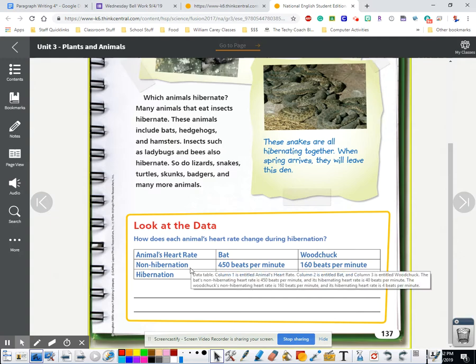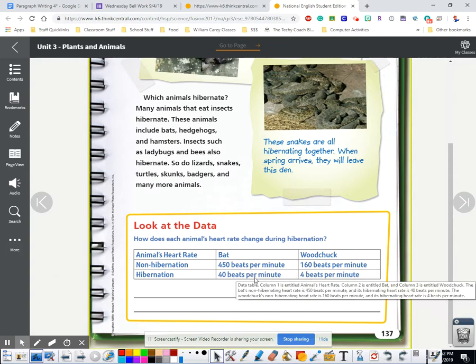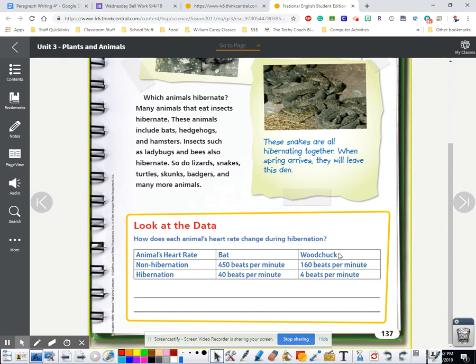So it said a non-hibernating bat beats 450 beats per minute. But when it hibernates, it only beats 40 times per minute. A woodchuck, when it's out of hibernation, is 160 beats per minute. When it is in hibernation, it's 4 beats per minute. So what we need to do is simply work out what the change is. I'm giving you the answer. Just pay attention. This is simple subtraction.